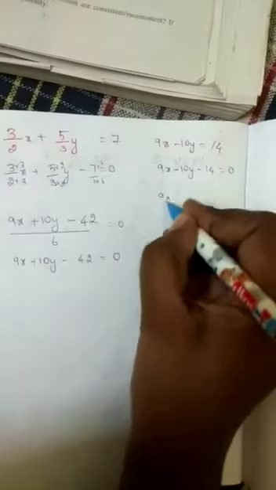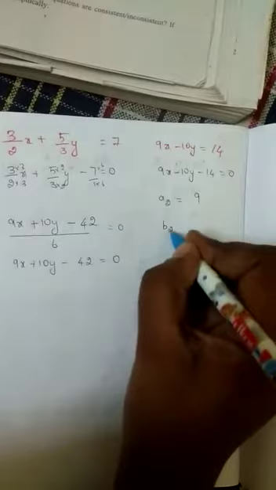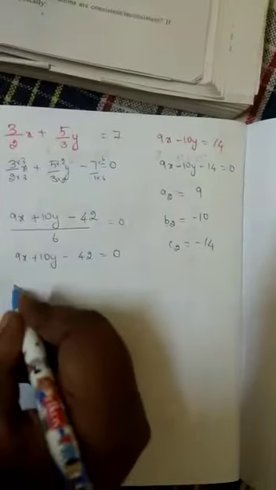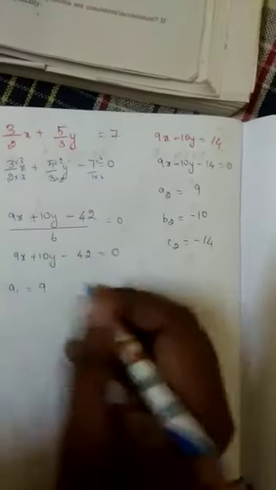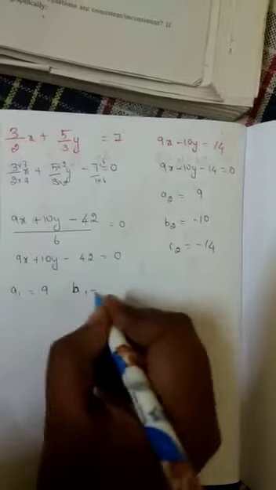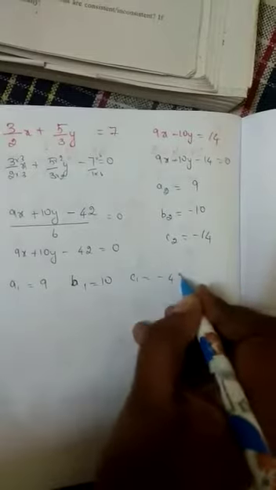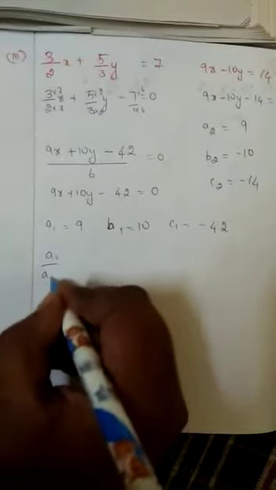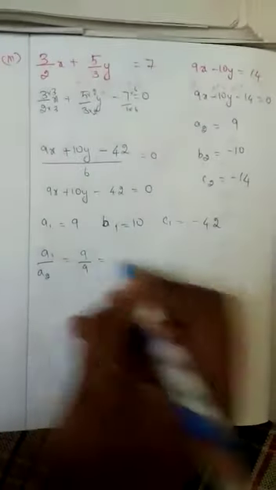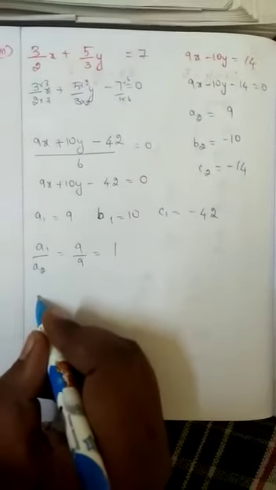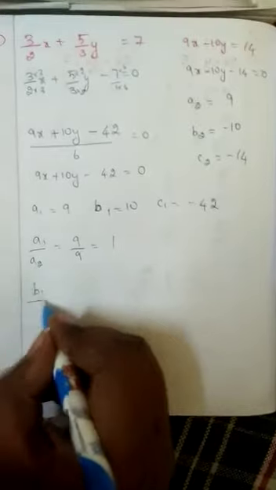Now you have to write what is a1, a2. So from here you can easily write what is a2, right? a2 is 9, b2 is minus 10, and c2 is minus 14. Here a1 is 9, b1 is 10, and c1 is minus 42. So now what will you do? You have to divide a1 by a2. So a1 by a2, 9 by 9, you get 1. Is it right? Yeah.